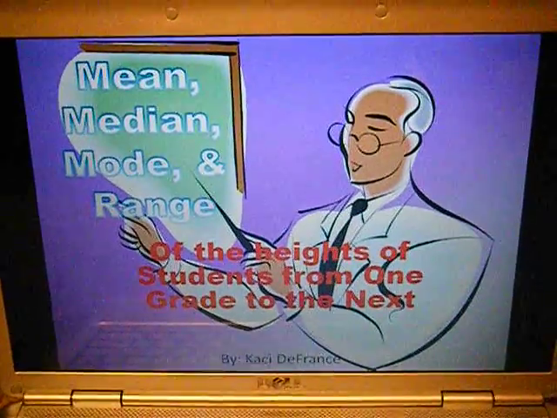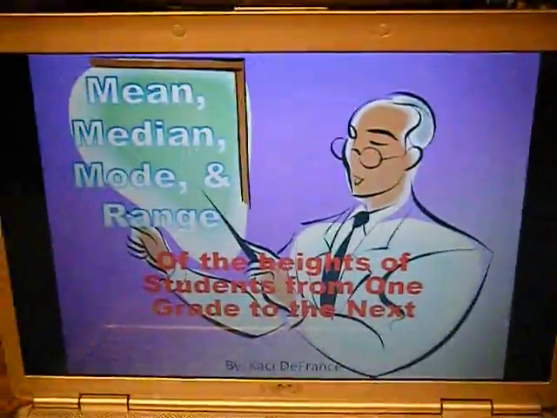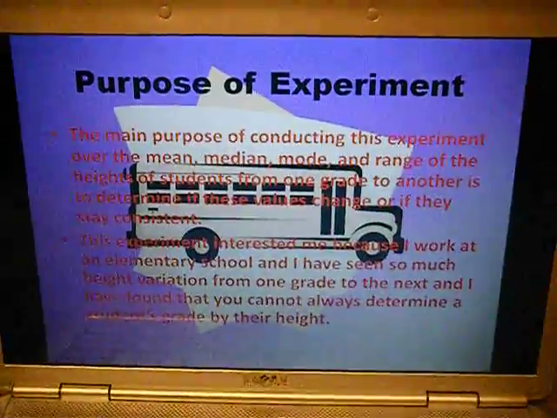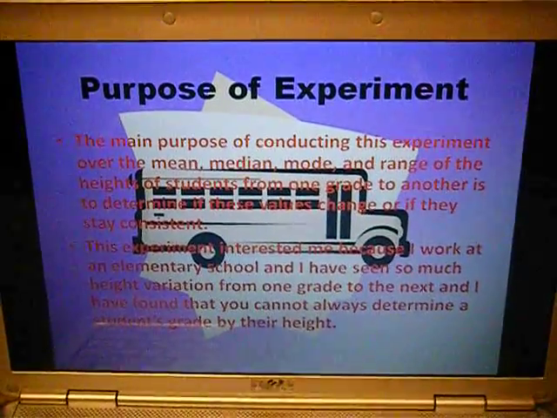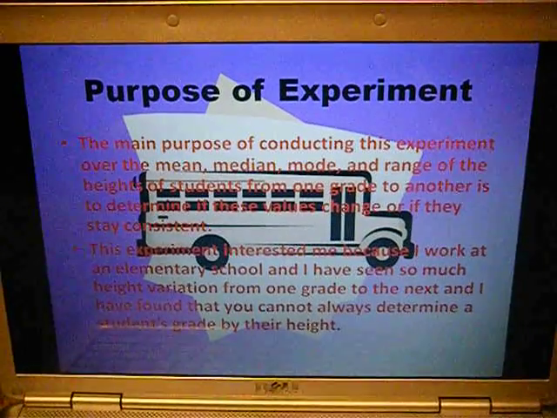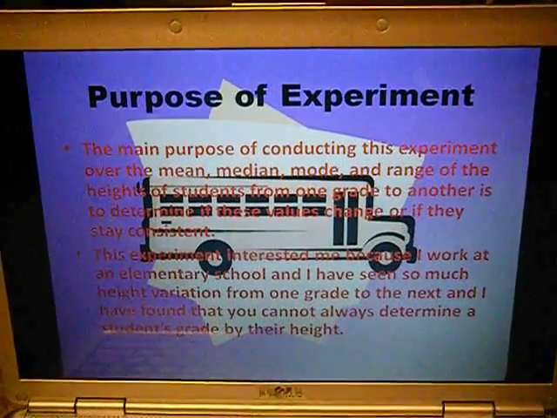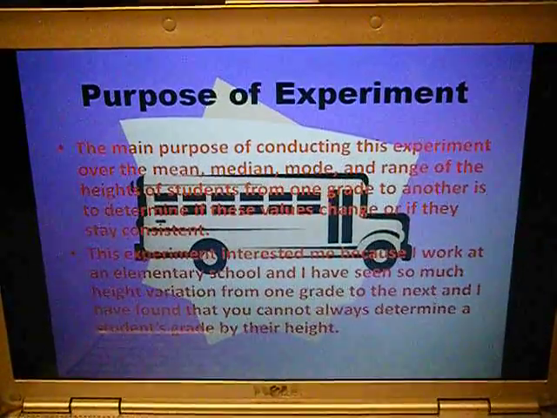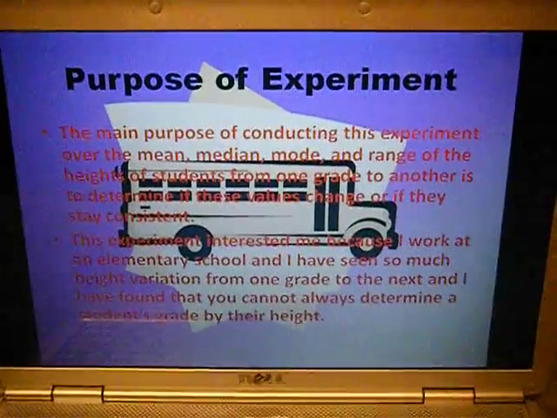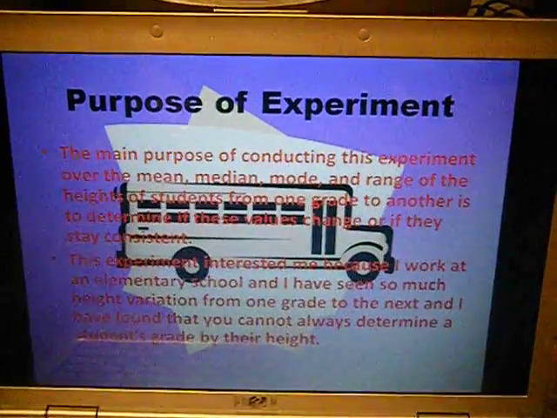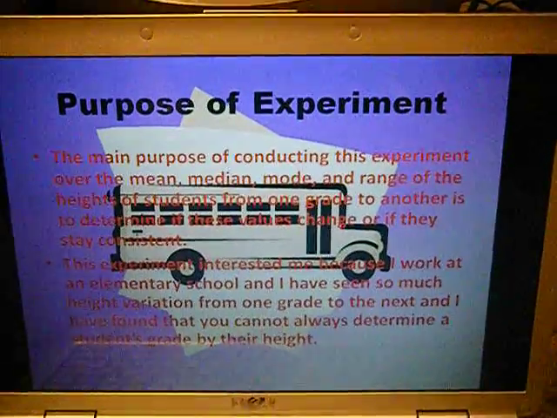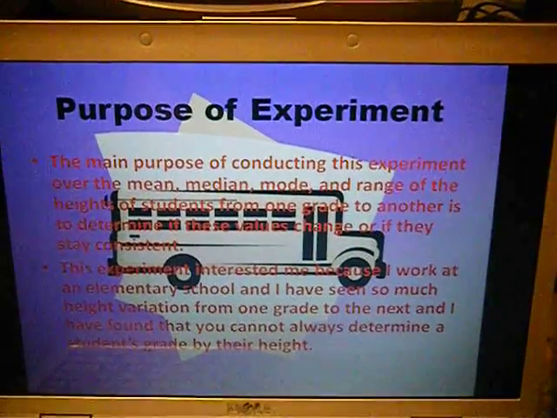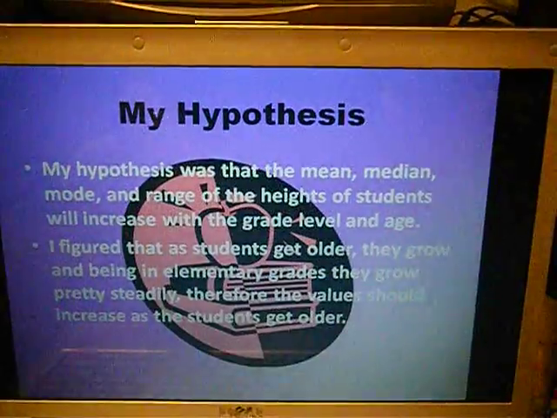I first of all made this PowerPoint. I showed the purpose of the experiment. The main purpose of conducting the experiment over the mean, median, mode, and range of the heights of students from one grade to another is to determine if these values change or if they stay consistent. This experiment interested me because I work in an elementary school, and I have seen how you can't always be sure, just by looking at a kid, how old he is or what grade level he's in.